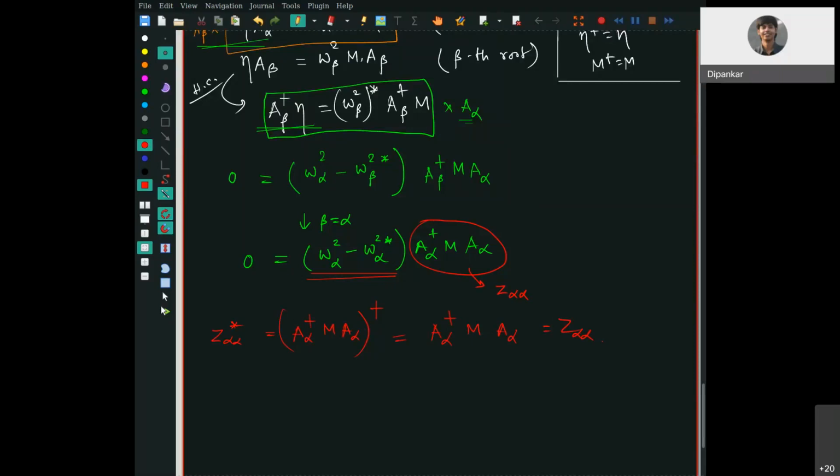So Z alpha alpha dagger is the same as star. Z alpha alpha is a number, so it doesn't matter whether you are considering dagger or star. It is a one-by-one matrix, so Z alpha alpha is a number. Okay. Good.